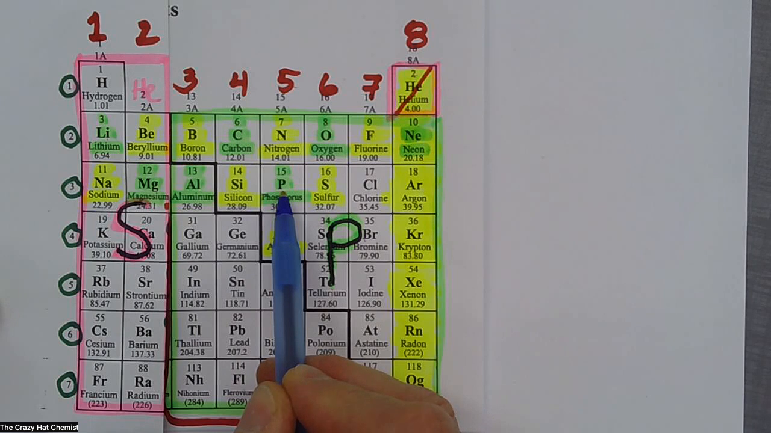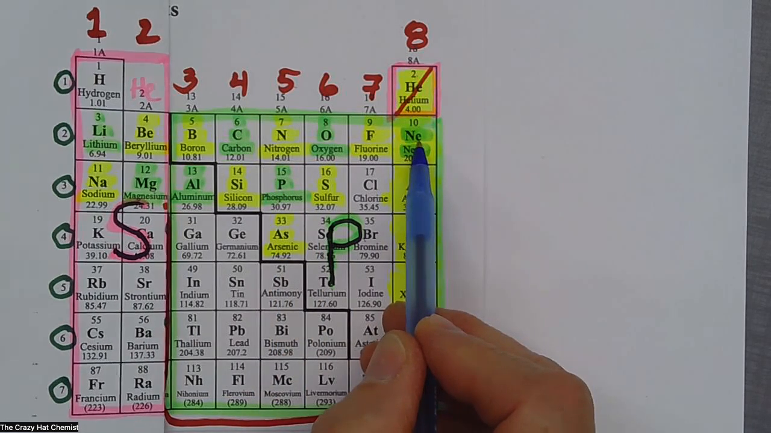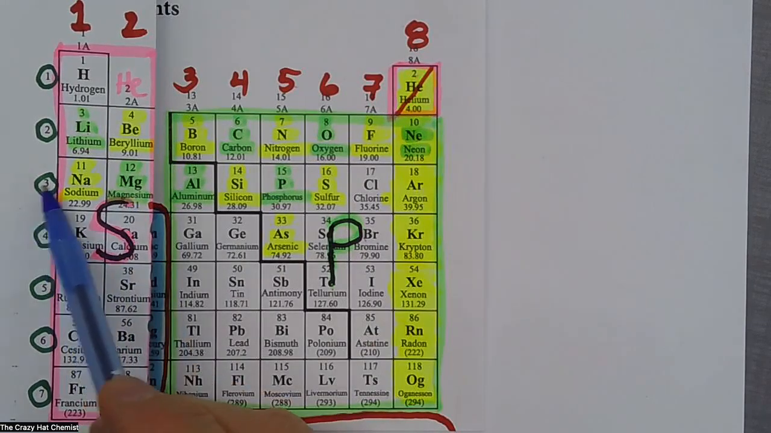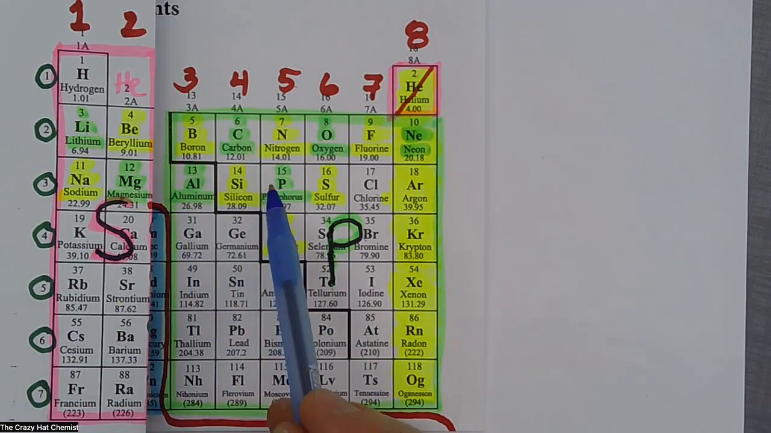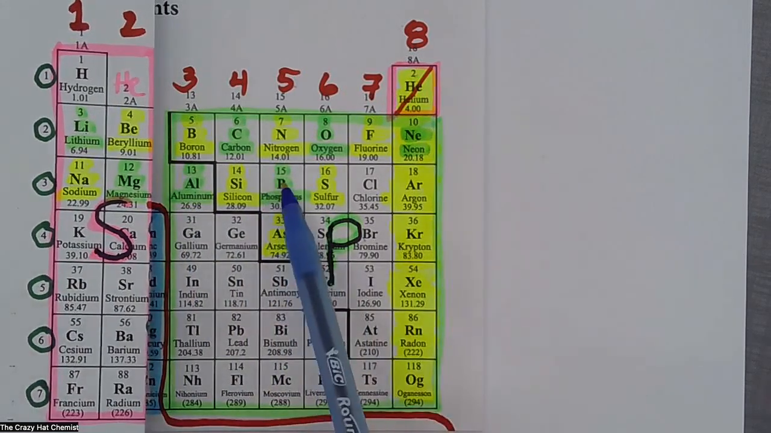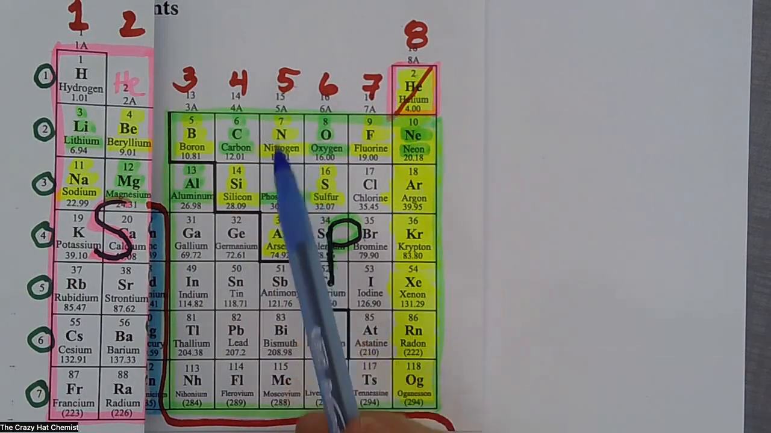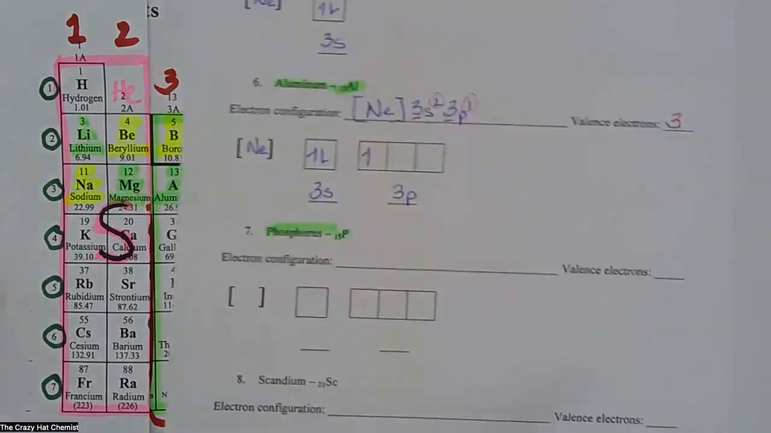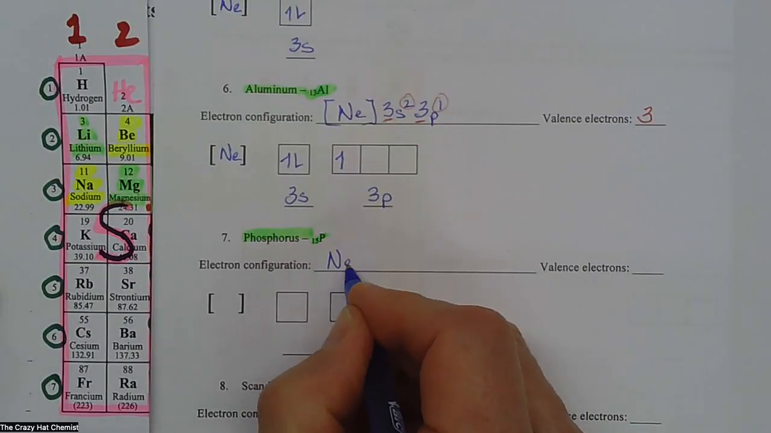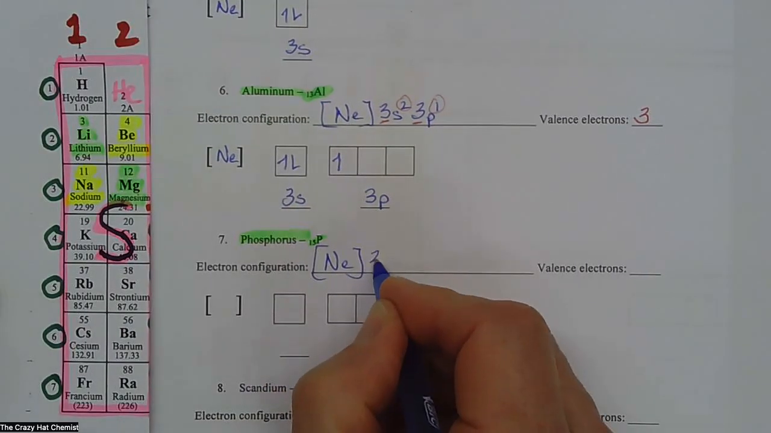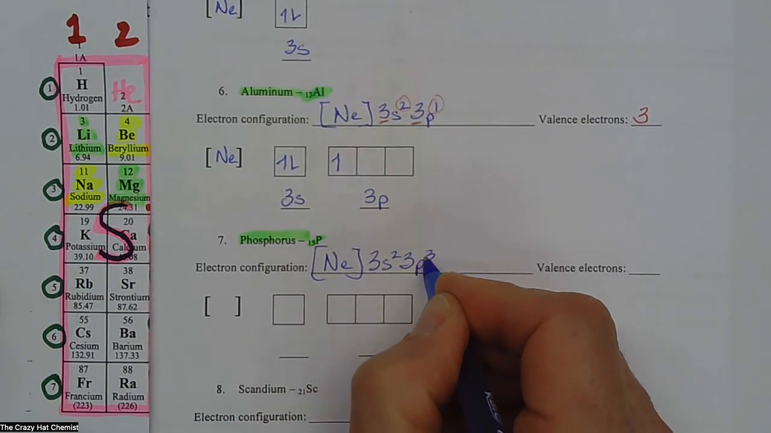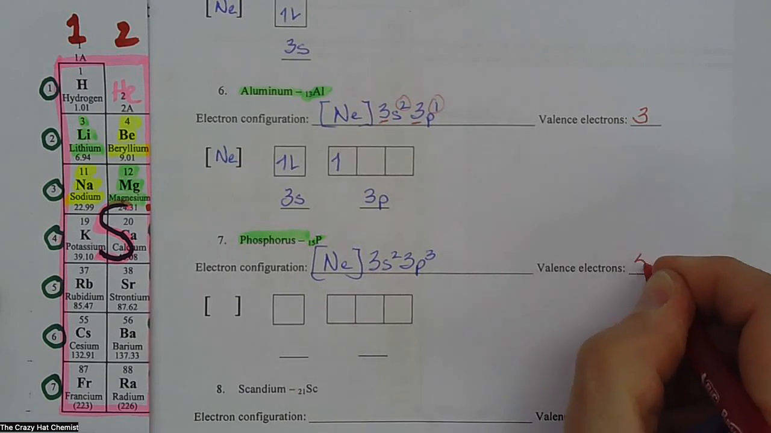Okay, hopefully you got that. It's neon in brackets. Then it's going to be 3s1, 2. Then it's the break, remember, 3p1, 2, 3. Okay, how many valence electrons in phosphorus? 5. All right, so let's see if we can write all that down here. That would be neon in brackets, 3s2, 3p3. There are 5 valence electrons.